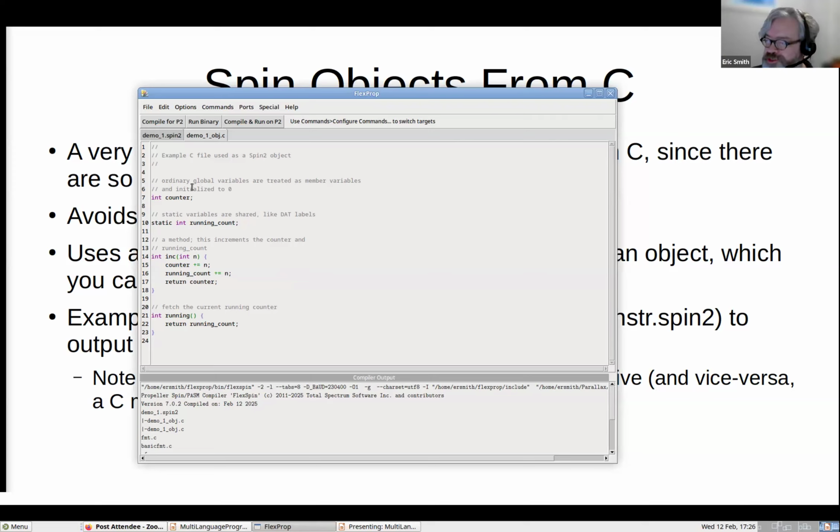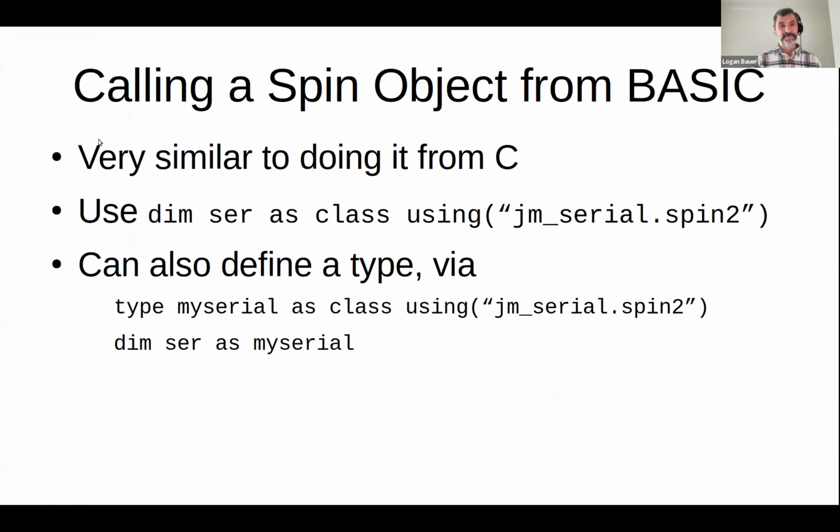Yeah, if you use a C file as a spin object, it kind of gets treated like a C++ file. Great. Handy.